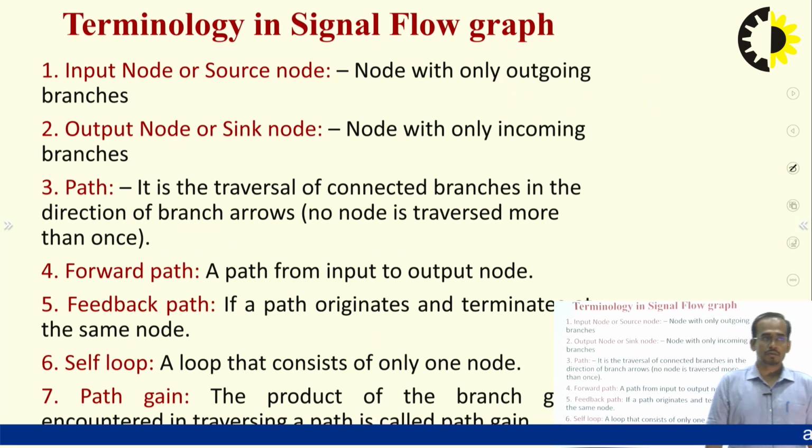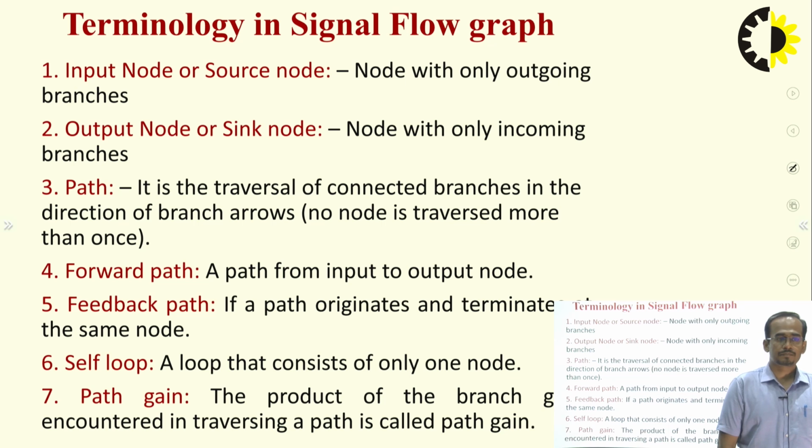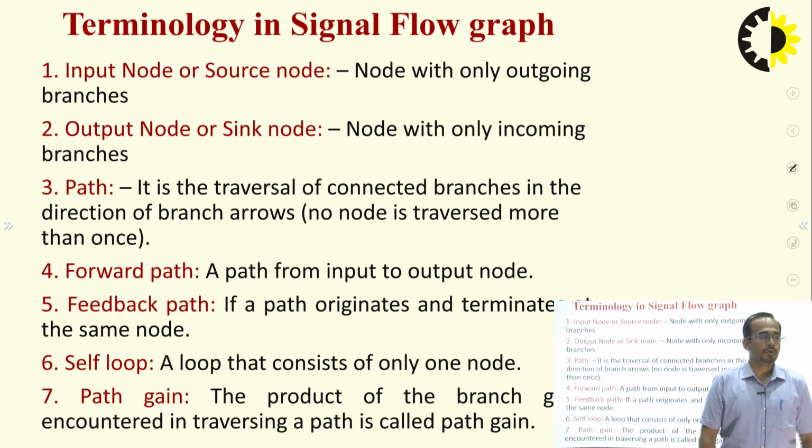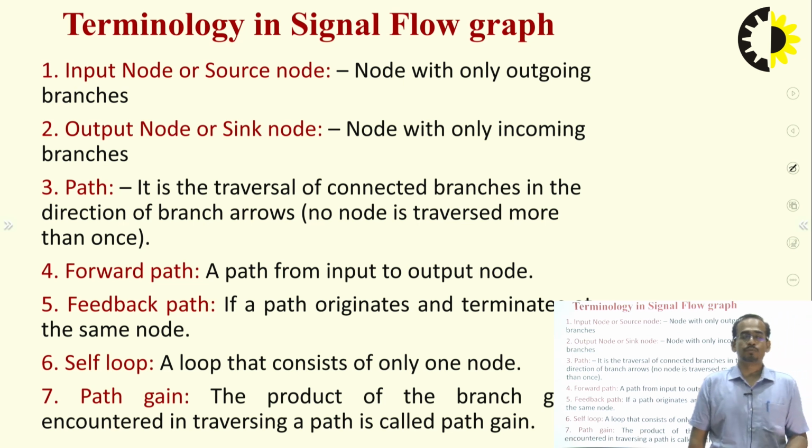What are the terminologies used in the signal flow graph? So, input node or source node. What is the input node? Input node is a node which has only outgoing branches. What is the output node? Output node is a node which has only incoming branches. What is the path? It is a traversal of connected branches in the direction of branch arrows, and no node is traversed more than once.